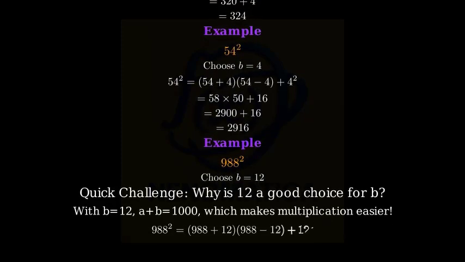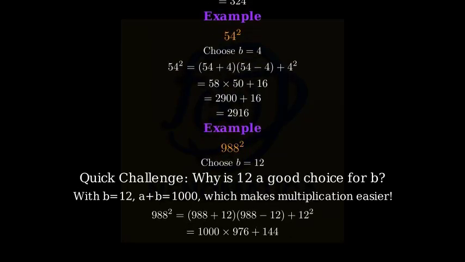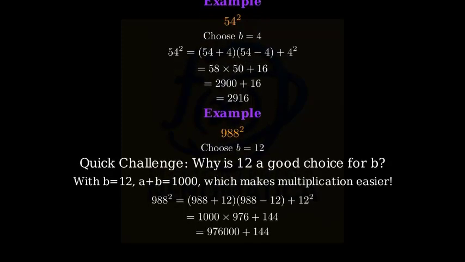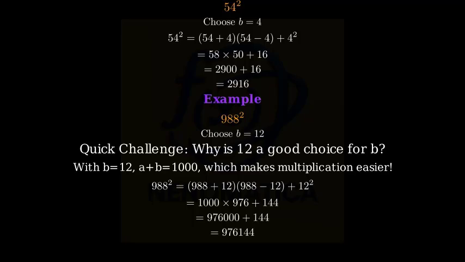Substituting into our identity, we get 988 squared equals 988 plus 12 times 988 minus 12, plus 12 squared. This simplifies to 1,000 times 976 plus 144. 1,000 times 976 is 976,000. Adding 144 gives us our final answer, 976,144.